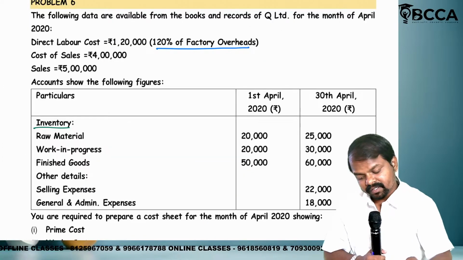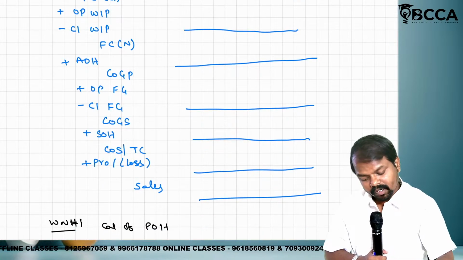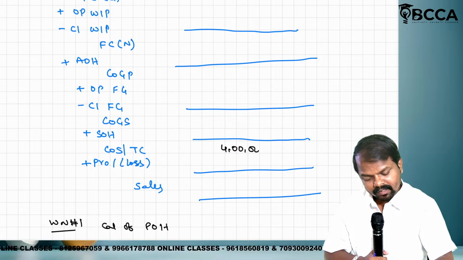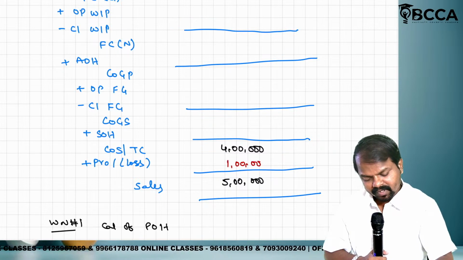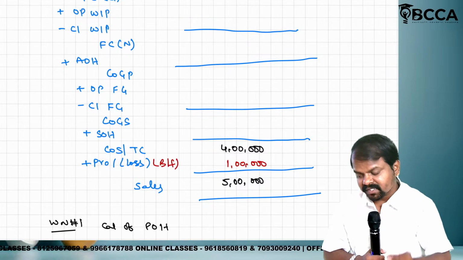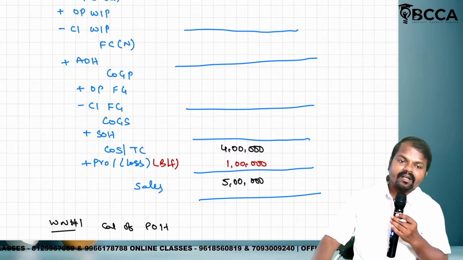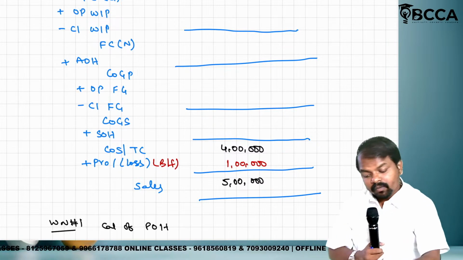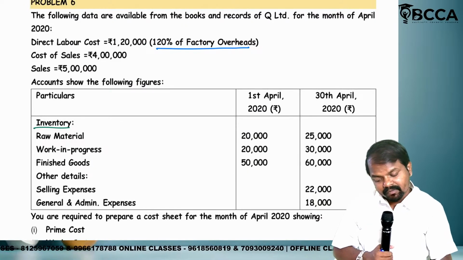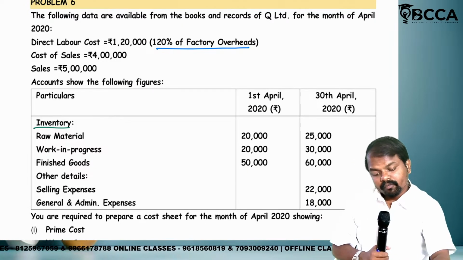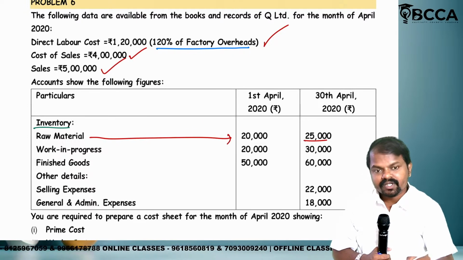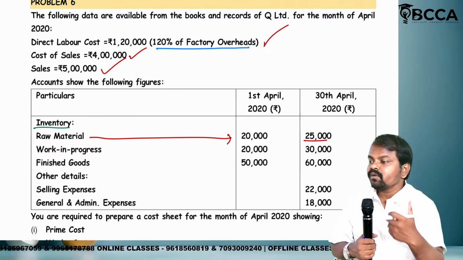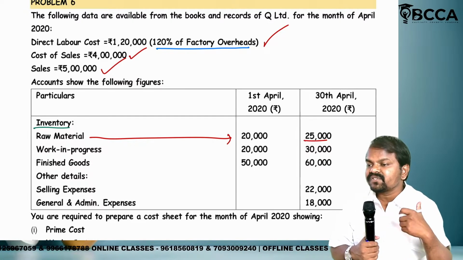Next information. Cost of sales they gave. How much? 4 lakh. Sales they gave. How much? 5 lakh. Then profit we can say is the balancing figure. Correct? Next, what information they gave? Opening stock of raw material and closing stock of raw material are also considered. This information is useful for calculation of DMC.